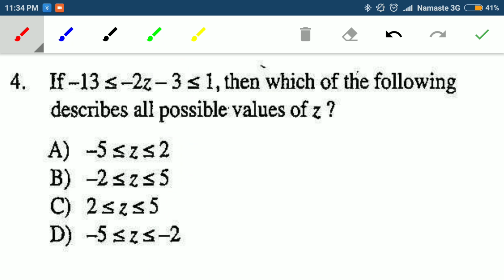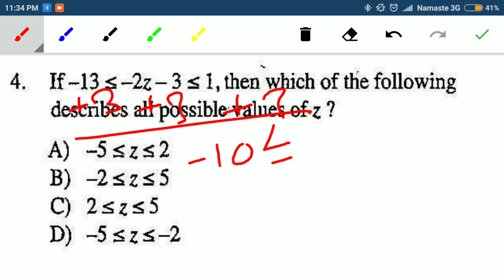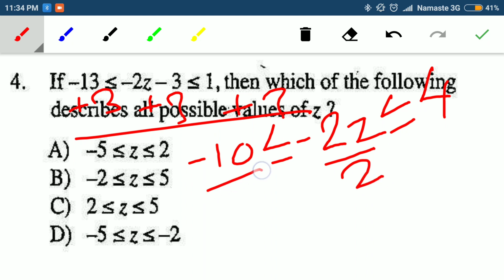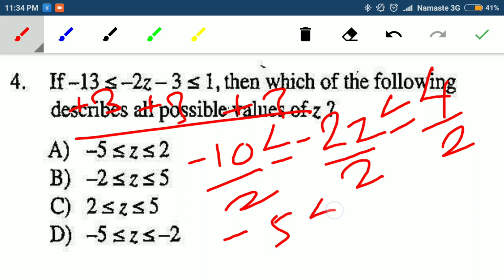First we are eliminating minus 3, so we are adding 3 on all sides. Minus 13 plus 3 is minus 10, less than or equal to minus 2z, less than or equal to 1 plus 3, which is 4. Now we have 2, we need to eliminate 2, so we divide all sides by 2. Results in minus 5 less than or equal to minus z less than or equal to 2.